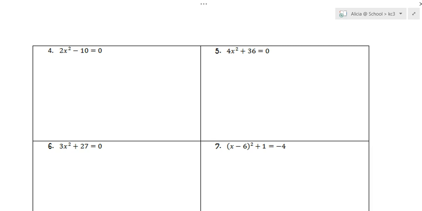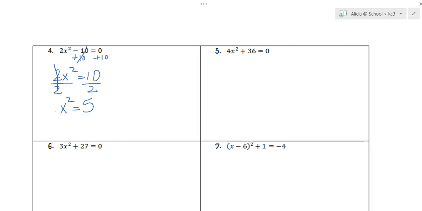2x squared minus 10 equals 0. We want to get whatever is being squared by itself. So I'm going to add 10 on both sides, do the opposite operation. All right, I have 2x squared now equals 10. Well, my x squared is still not by itself because it's being multiplied by 2. So the opposite of multiplying is divide. So I'm going to divide both sides by 2. I'm going to have x squared now equal to 5.